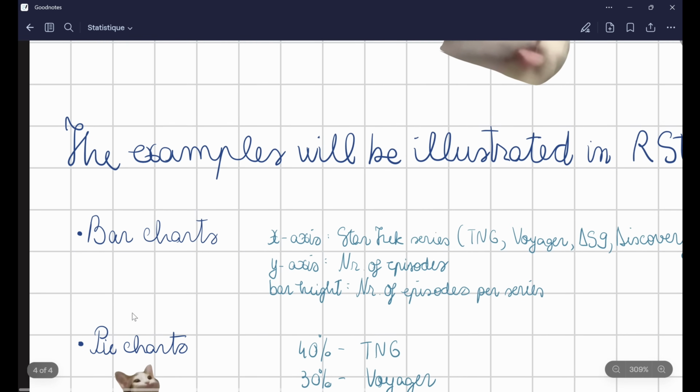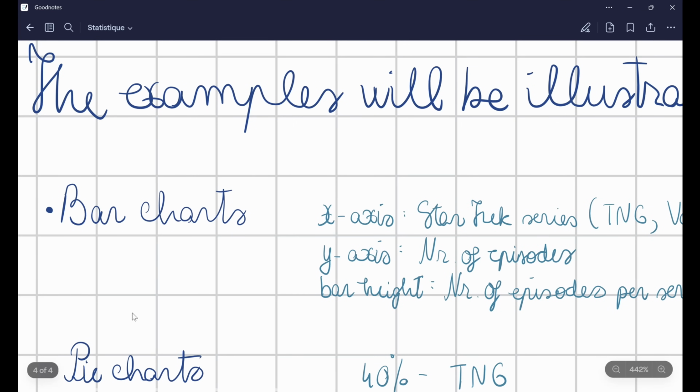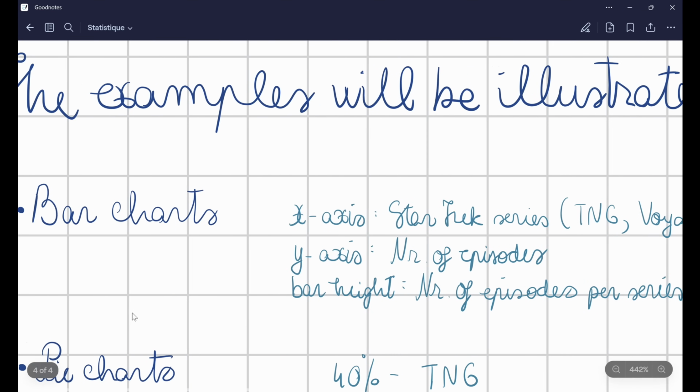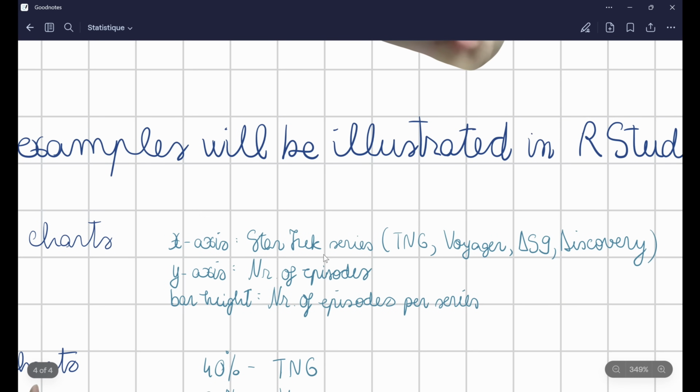Okay, so we'll start off with bar charts. These are great for comparing data across different categories. Let's say we want to compare the number of episodes in different Star Trek series like The Next Generation, Voyager, Deep Space Nine, and Discovery. Each series will have a bar, and the height of the bar will show how many episodes it has.